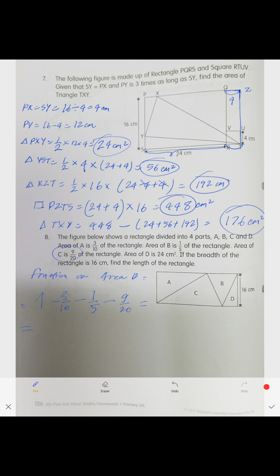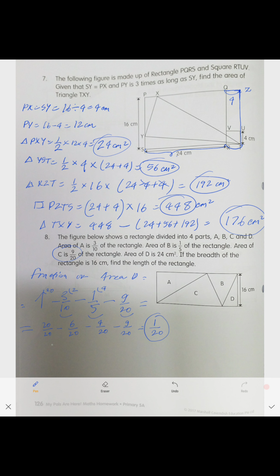Well, if you studied your fractions well, you're supposed to be able to do that. You bring this to a common denominator. Common denominator is 20, right? You multiply this by 2 and this by 4, and the 1 by 20. So 20 over 20 minus 6 over 20 minus 4 over 20 minus 9 over 20. So clearly 20 minus 6 minus 4 minus 9 is 1/20. That's the fraction of the area D.